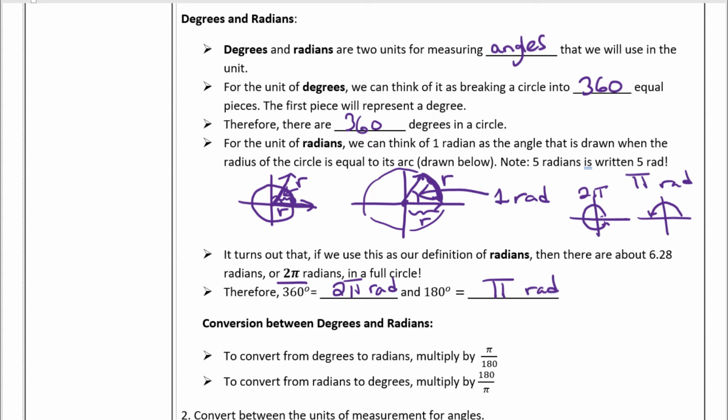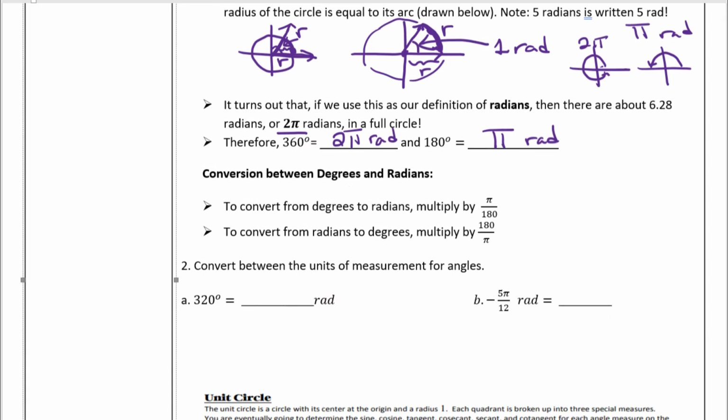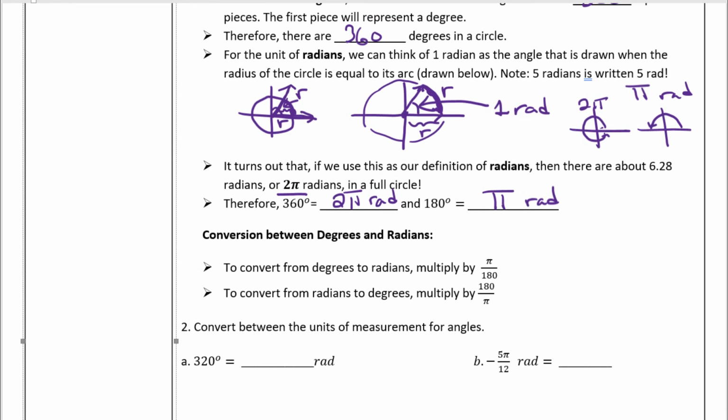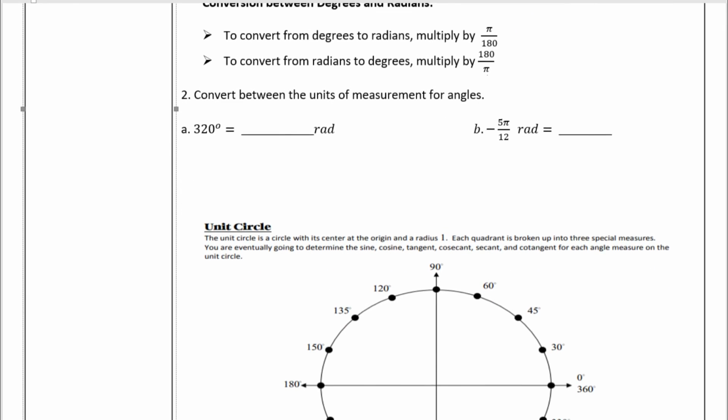Okay, so how do we convert? It's easy. You're going to use the conversion factor here, because remember, pi rad is equal to 180 degrees. So if we go from degrees to radians, we simply divide by 180 and then multiply by pi. If we want to go from radians to degrees, we simply divide by pi, then multiply by 180. So let me show you how that works.